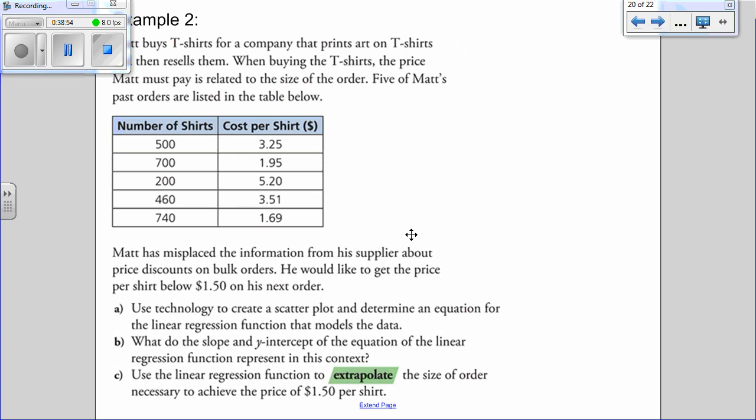I'm going to say the number of shirts is what I'm predicting, since I can choose that. I can't choose my cost. So this would be my input, which would be number of shirts. My output would be my Y, which is my cost per shirt. I'm going to have to put this into my calculator.